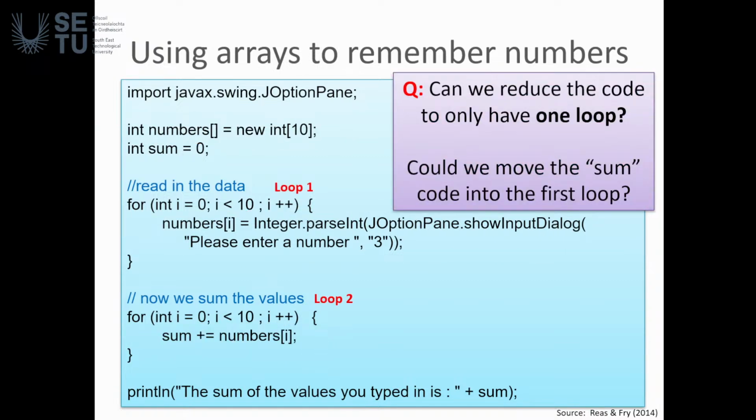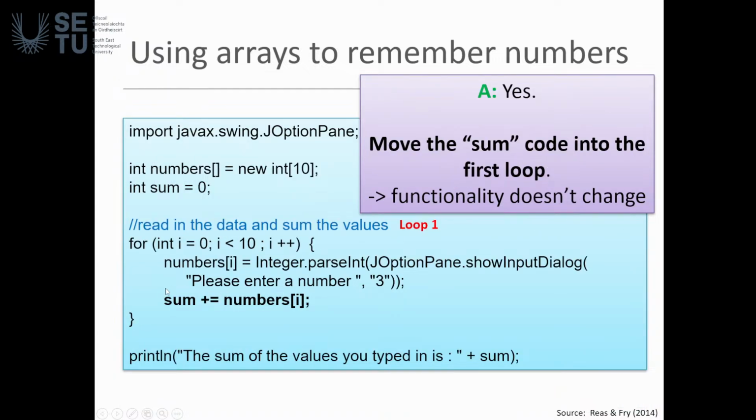So can we reduce the code to only have one loop? So can we put the reading and the summing of the data into one? Yes, we can. So in here, after we read it in, we can straight away add it. And then we can print it out. So move the sum code into the first loop, and then we don't need to have two loops. And then if we wanted to, we could find the average once we have the sum.